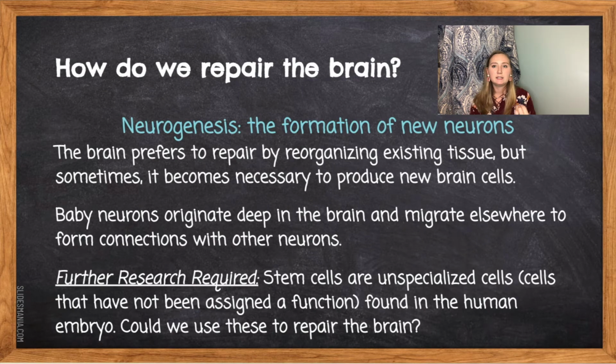Essentially what this does is you can take baby neurons from deep in the brain, and they can migrate elsewhere in the brain to form connections with other neurons to rebuild that neural pathway. So stem cells found in the human embryo, basically the idea here, this is a theory, right? That we are doing further research on, is can we use stem cells to repair the brain by taking them from the human embryo and implanting them in the brain and assigning them to being neural cells, right? So that's something that's in further research.